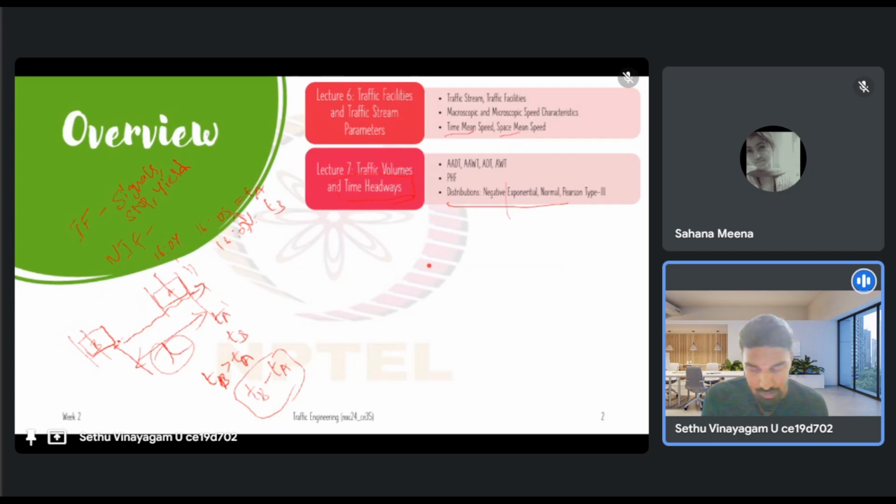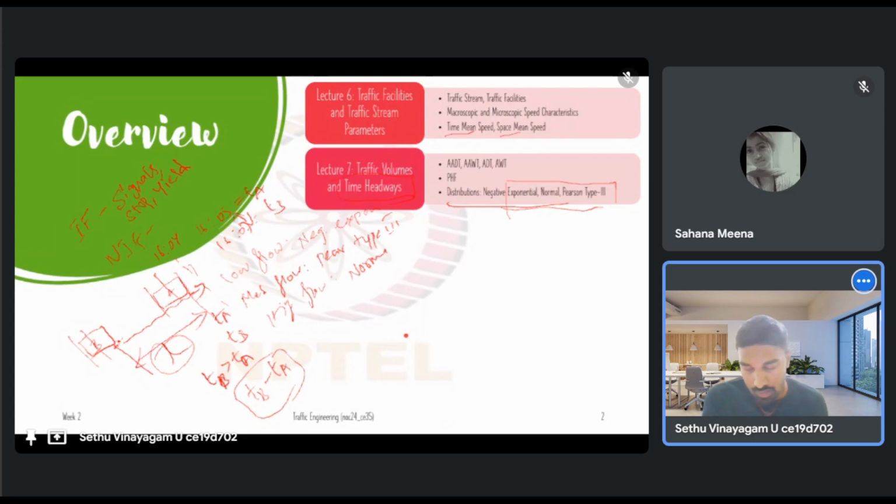And we saw that there are different distributions that can be used to describe these random quantities, and the best fitting distribution is going to be dependent on the flow characteristics. At low flow conditions, we saw that the negative exponential fits fairly well with the time headways. For medium flow conditions, we have the Pearson type 3, and for high flow conditions or near capacity conditions, we have the normal distribution.